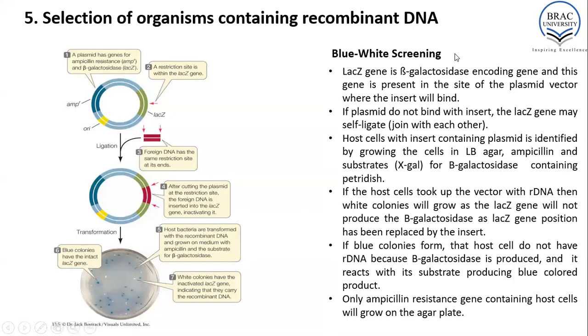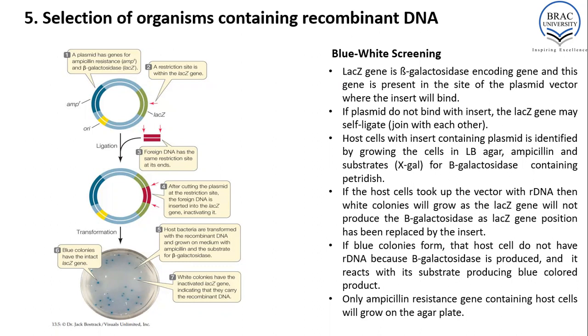So in the agar plate, any bacteria that has taken up the vector, which has the specific antibiotic resistance gene, will grow. But that does not mean that the vector is actually ligated with our insert DNA into that plasmid. So for this, there is one visual screening, which is blue and white screening.